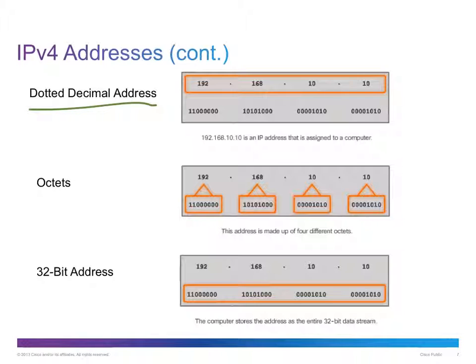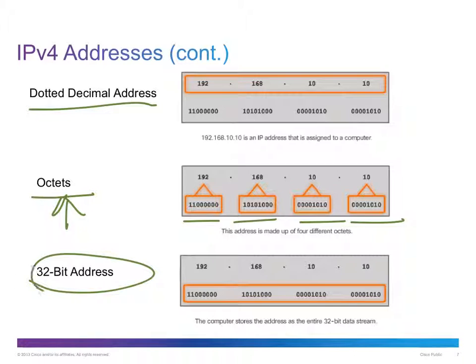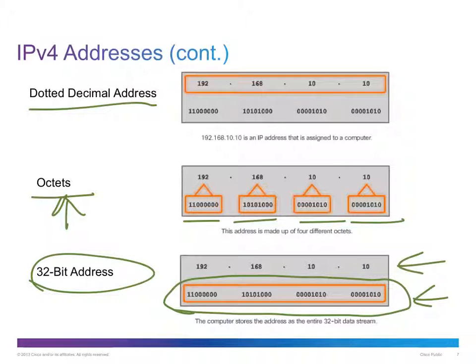Decimal address, we divide it into octets, groups of 8. That's where the word octet comes from, and we have a 32-bit address. So this is what the router sees, or the computers and devices as far as addresses, and this is what us humans look at so that we can understand it.